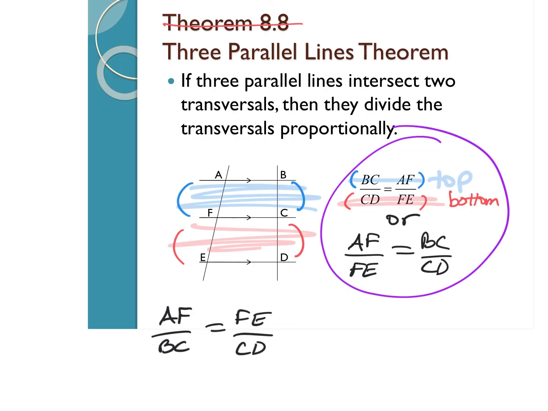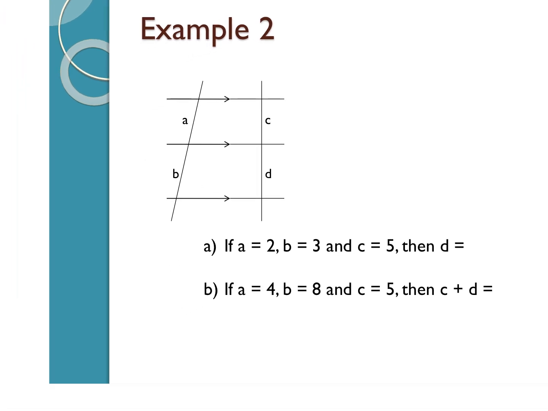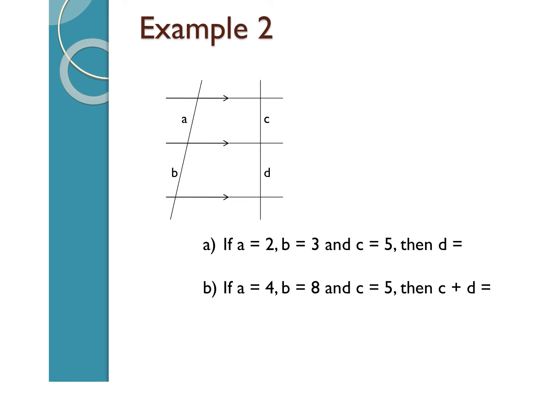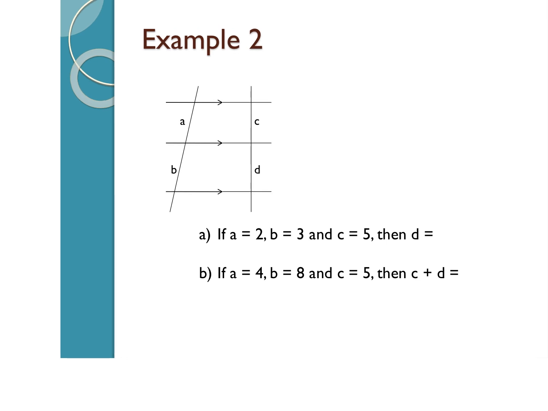So for this one it's either or. Again, we're using the 3 parallel lines theorem. So again, let's add the numbers into my diagram. Let me go ahead and redraw this real quick. Actually, I'll do A right up here in this section in blue. So let me label the picture. If A equals 2 and B equals 3 and C equals 5, find D.